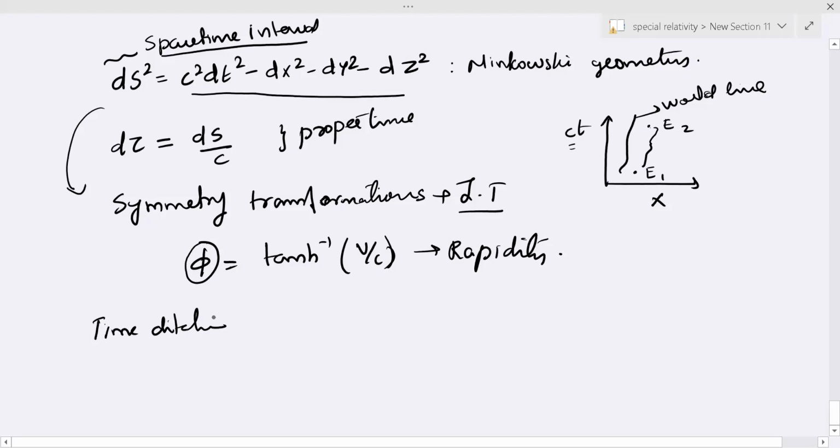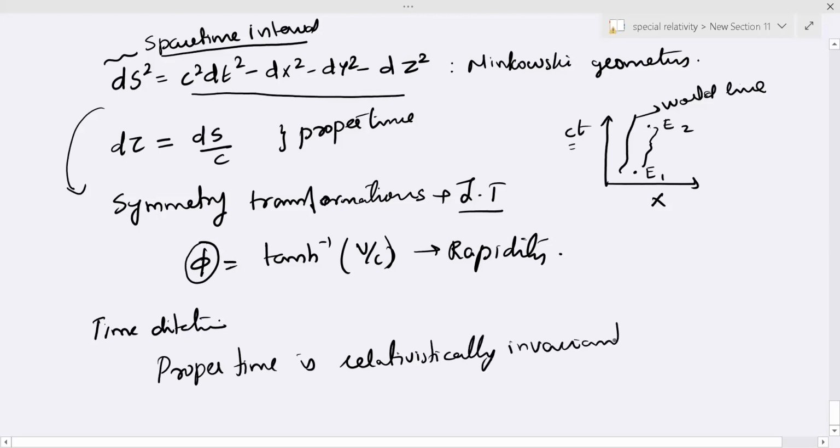Since this is related to the proper time, we said that proper time is relativistically invariant, or Lorentz invariant. It does not change. And what's proper time? We said the proper time interval between two events is the time elapsed on a clock which moves in a straight line in space-time between these two events.